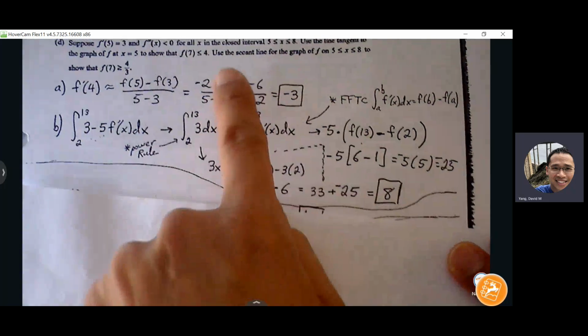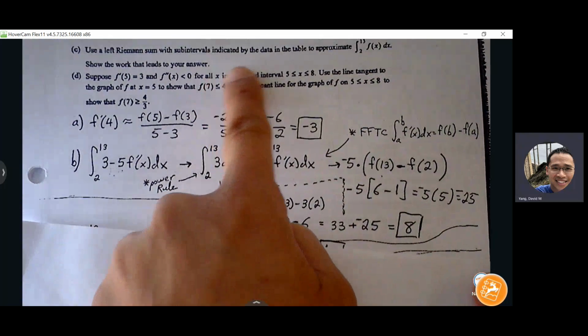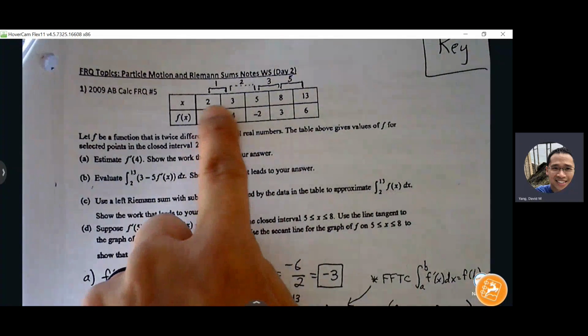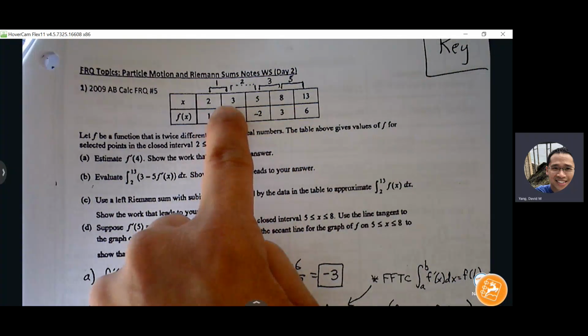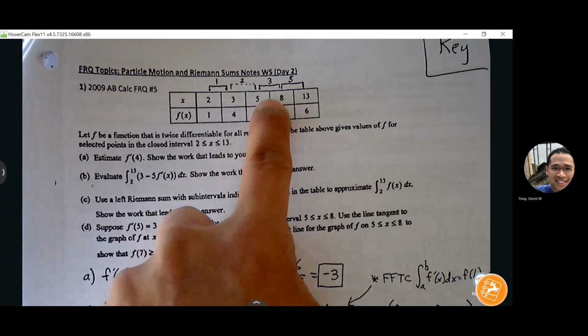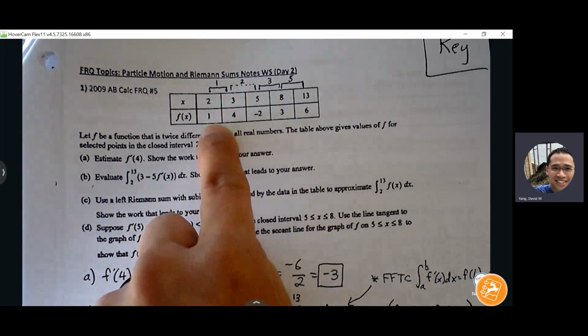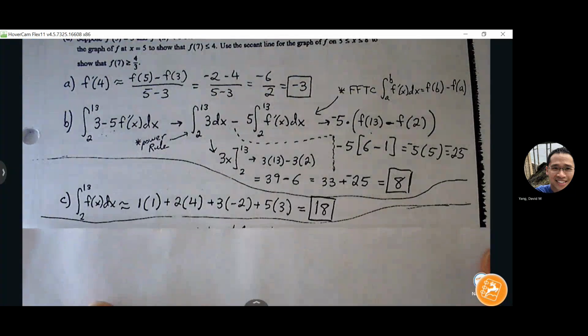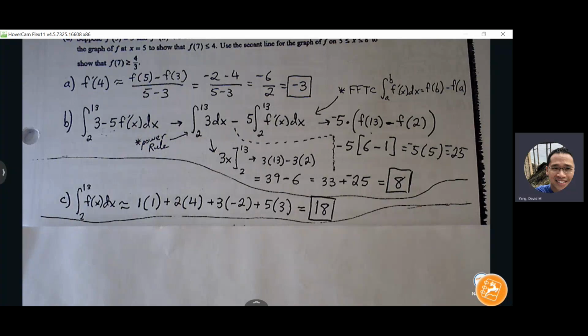Okay, last one here, part C. Use left Riemann sum to approximate the definite integral from 2 to 13. Left Riemann sum. Just have to find each of the subintervals here, the width, represented by 1, 2, 3, and 5, and then you're going to pull the left y value for each subinterval. Hold on to your negative values. They're not asking for total distance, so you want to keep track of the positive and negative values. Displacement is 18.